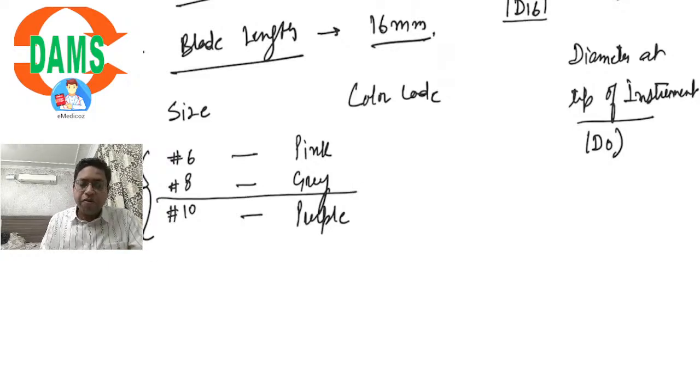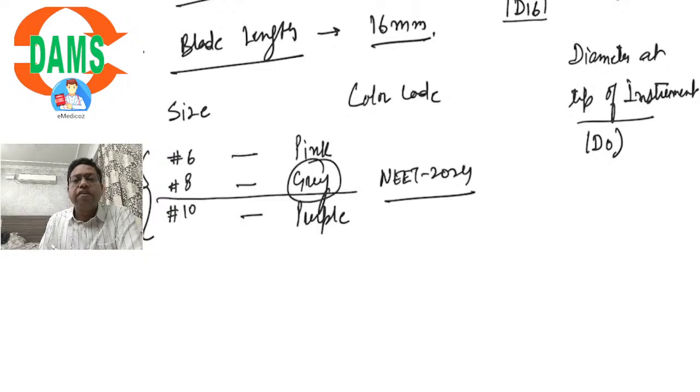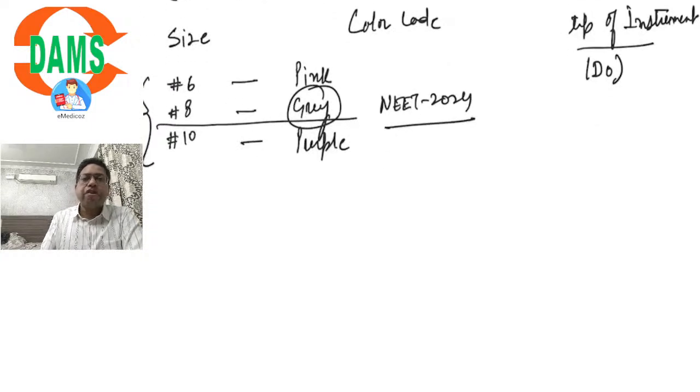Like this year, they asked you about the color coding of the number 8 ISO instrument. What would be the answer? It would be gray in color. This was a NEET 2024 question. So it is important for you to remember the basics of the subject. I am talking about endodontic hand instrument standardization. Number 6, 8, and 10 are special instruments with the respective color codes of pink, gray, and purple.